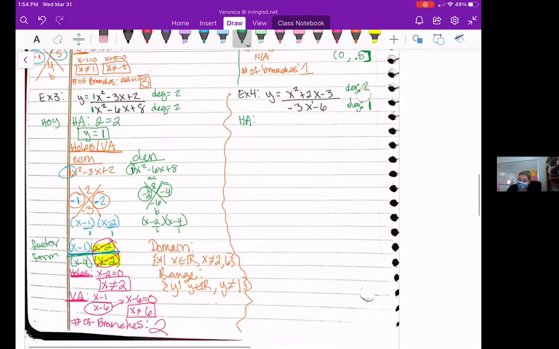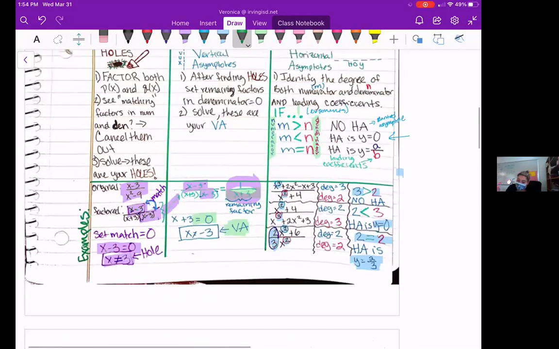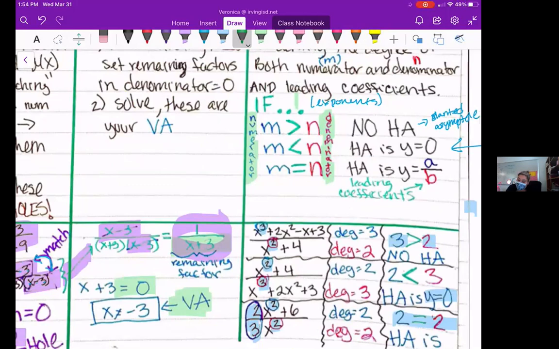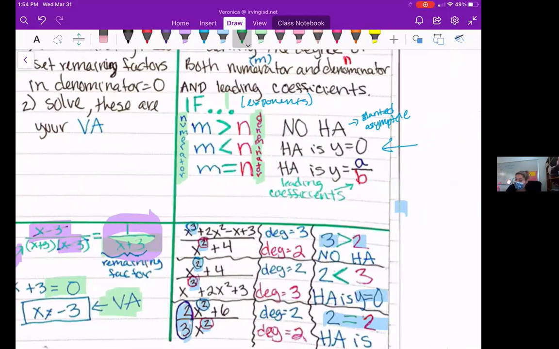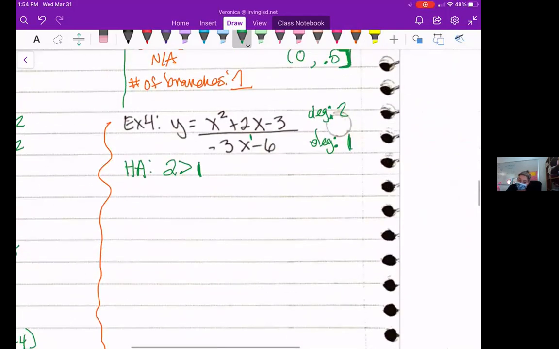So then now that we know our degrees for a horizontal asymptote, because 2 is greater than 1, right? So when 2 is greater than 1, if you come up here to your notes, I gave that to you. If 2 is greater than 1, then that means there's no horizontal asymptote, but there's a slanted asymptote, okay? So there's no horizontal asymptote, none, right? Because the degree is bigger at the top than the bottom. There's no horizontal asymptote, but there is a slanted asymptote.